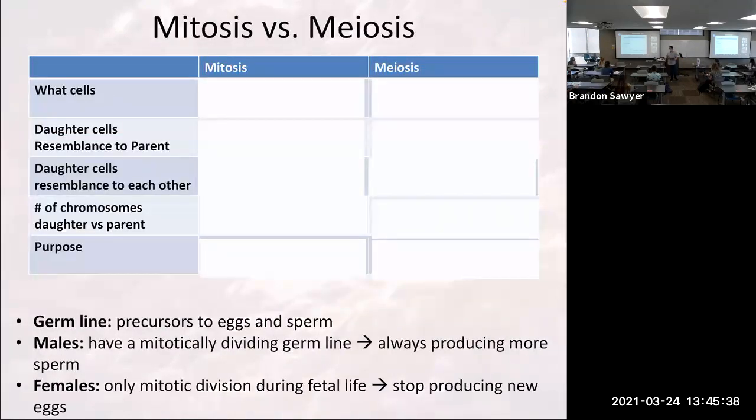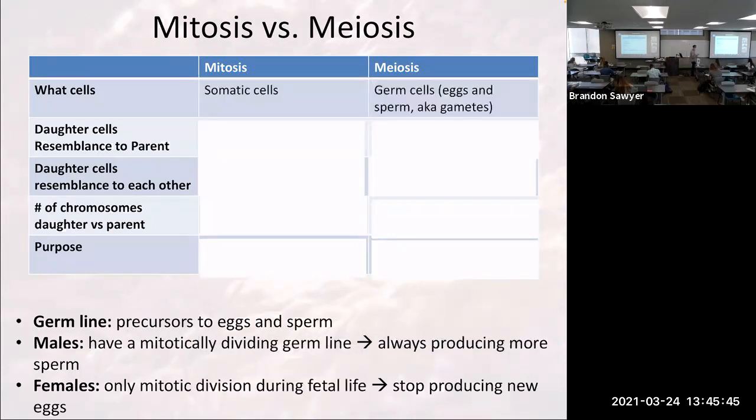Okay, let's walk through just a little compare and contrast with these 2 processes. So which cells? Mitosis is happening in somatic cells, which just means all cells of the body pretty much, except for the gametes. And then meiosis is happening in the gamete cells, sperm cells and egg cells. Okay, the resemblance from the cells that show up at the end, the daughter cells versus the parent cells, in mitosis, they're genetically identical, right? Their DNA is exactly the same. But in meiosis, they're not.